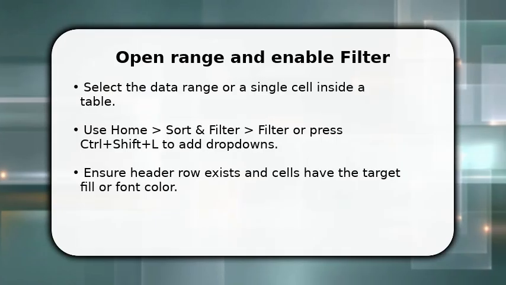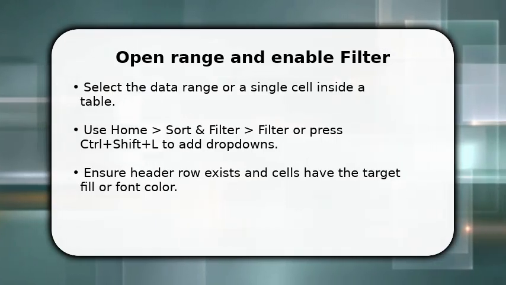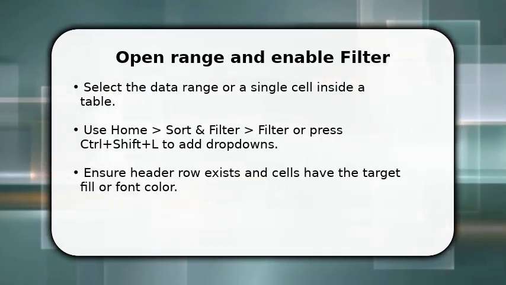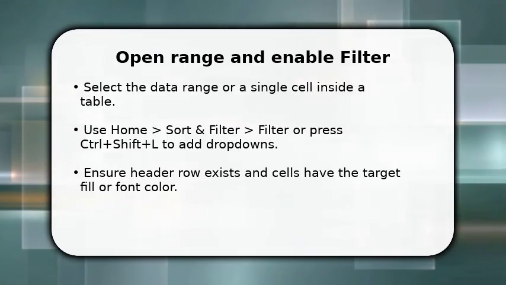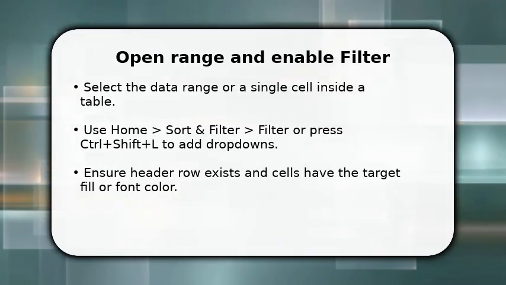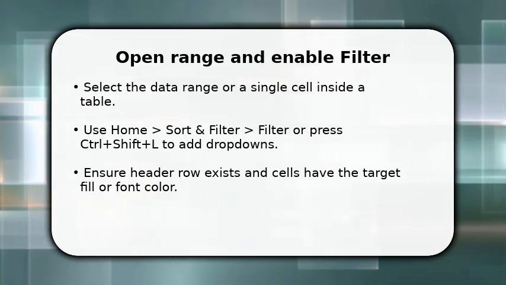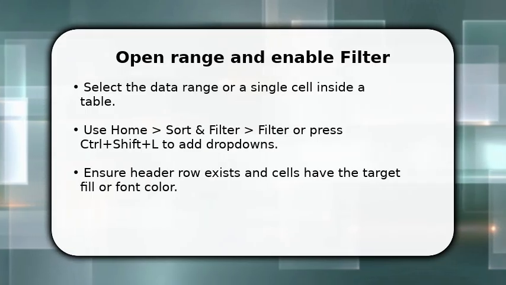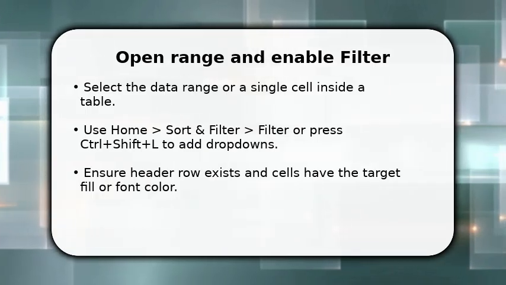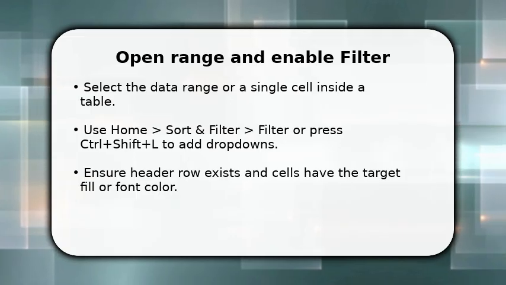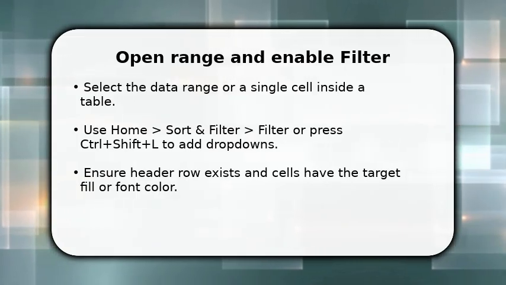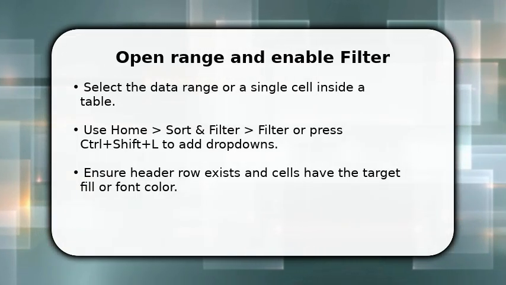You've opened the workbook and located the cells you want to filter. Now make the columns filter ready. Select any cell inside the data range, then press Ctrl plus Shift plus L to enable the filter drop-downs across the header row. Make sure headers are present and that the colored cells use Excel fill or font color rather than conditional formatting only. Conditional formats behave differently.